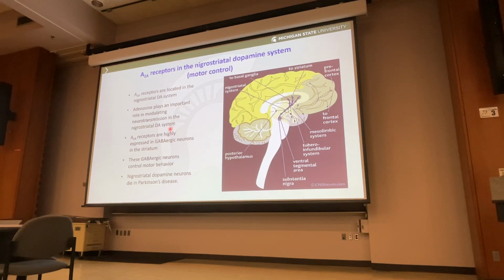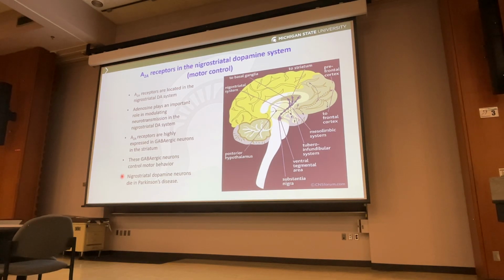So on the other side of things, the A2A receptors will be involved in motor control, and we're talking mostly within the nigrostriatal dopamine system, as we've learned before. This plays an important role in the neurotransmission of dopamine in these areas, as we'll look at in just a minute. A2A is highly expressed in GABAergic neurons in the striatum, which will control the motor behavior or motor control, right?